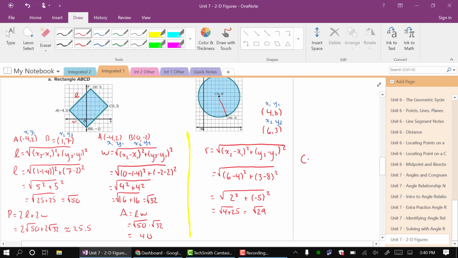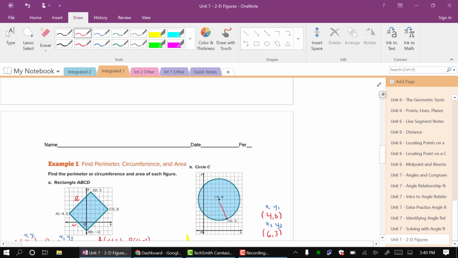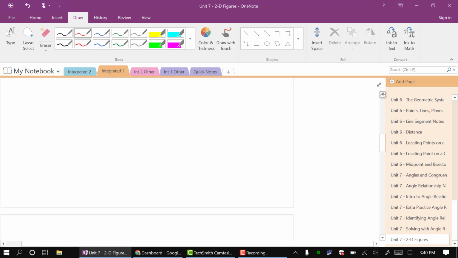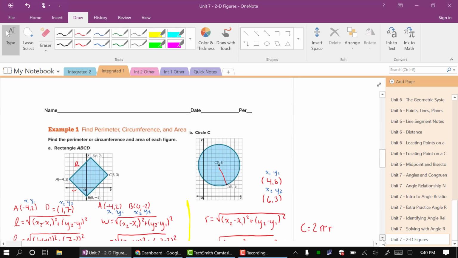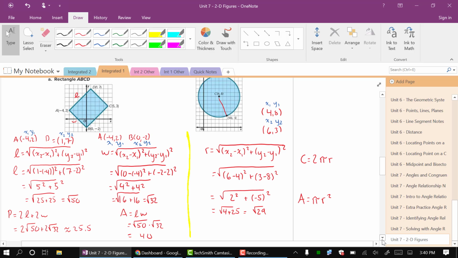So we have C equals 2 pi r. I got this from the previous page. And then we also have area equals pi r squared. So let's go back up here real quick. Pi is equal to 3.14. Just make that note right there. Pi equals 3.14. So now we're going to come back down and use that to help us out. So plug in the numbers that we have.